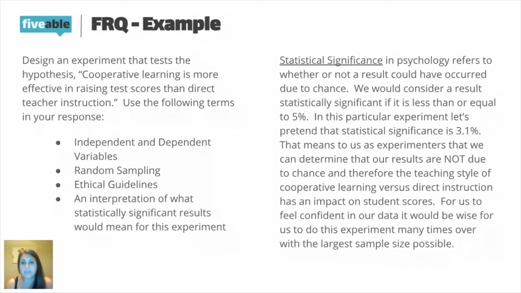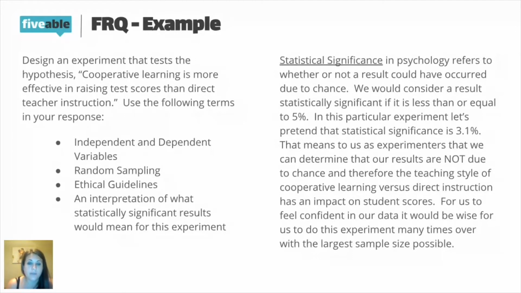So we've talked about what statistical significance is. And then basically I have to make up some statistical significance in my experiment because that result wasn't given. So in this particular experiment, let's pretend that statistical significance is 3.1%. Now you need to talk about what that means. You have to show you understand what statistical significance is. That means to us as experimenters that we can determine that our results are not due to chance, and therefore the teaching style of cooperative learning versus direct instruction has an impact on student scores.